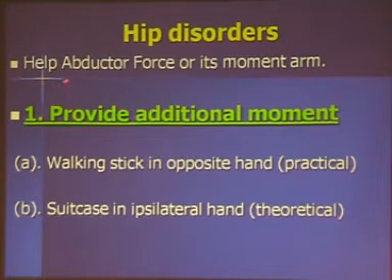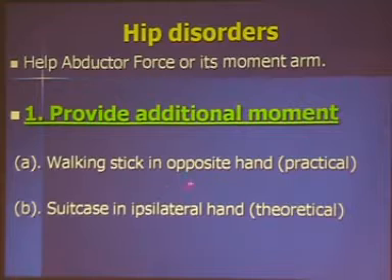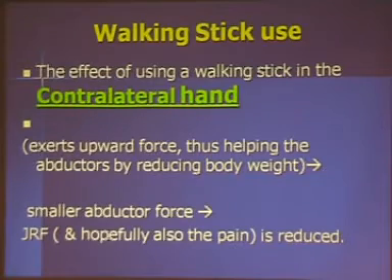How could we help more? We could help the abductor force or its moment arm. How? By walking stick in the opposite hand, and I'll explain that, and this is quite practical. Suitcase or heavy object in the ipsilateral hand, and it's a bit theoretical. Right, to start with the walking stick.